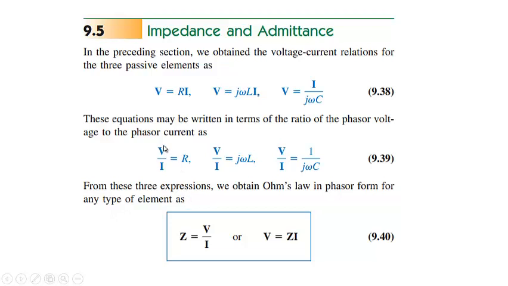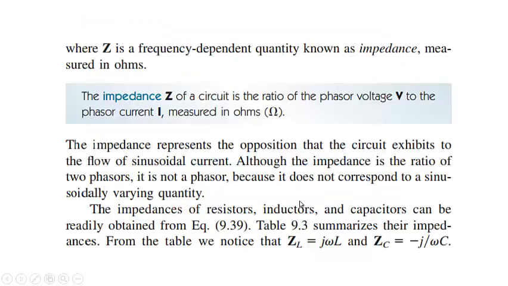And for these expressions, we can see that in general, these terms are nothing but the impedances. You can see V by I in general are the impedances. So Z is equal to V by I, or V is equal to Z into I. By comparing these two equations, you can see the impedance of the resistance is equal to R, impedance of the inductance is equal to j omega L, and impedance of the capacitance is equal to 1 over j omega C. And this impedance Z is a frequency dependent quantity measured in ohms. Have to be very careful about these things. And the impedance Z is the ratio of the phasor voltage V to the phasor current I. It is measured in ohms.